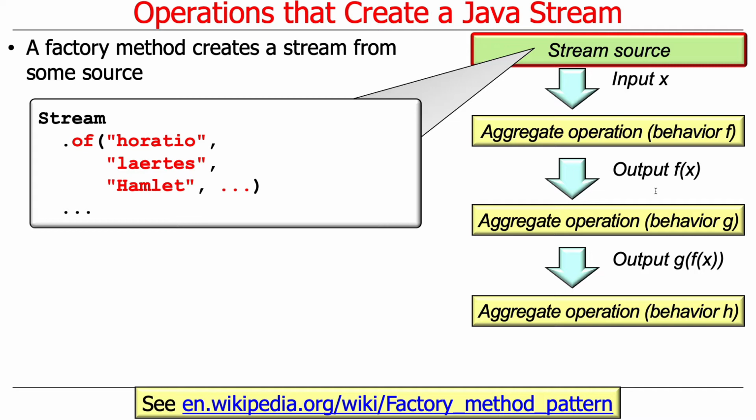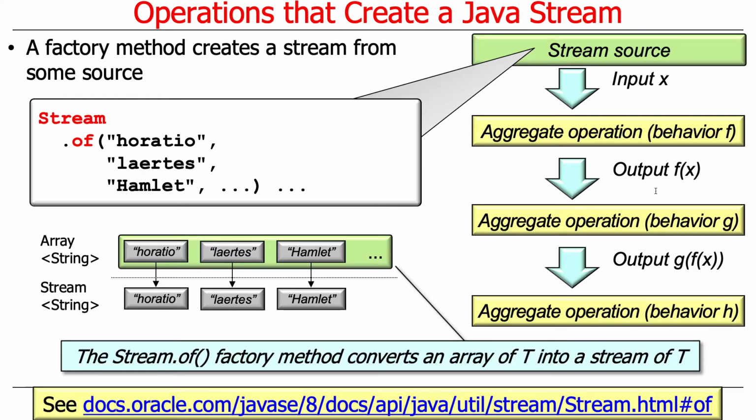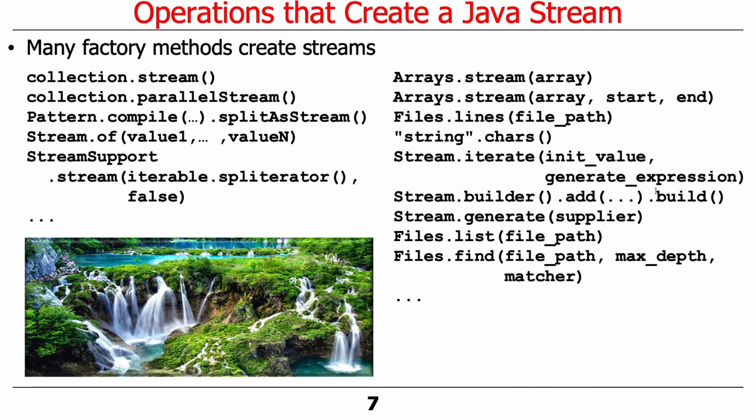to start things off. So we say stream.of, and we can give a bunch of strings. So that would be one example. And the way to look at this under the hood is the stream.of factory method converts an array of elements of type T, which in this case is strings, but it could be whatever, into a stream of type T. So now we have a stream, which is different from an array, as we'll see.